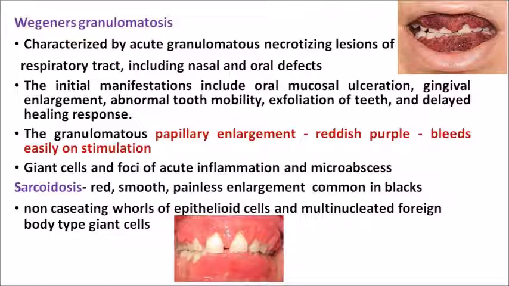Look at the figure. It is typically known as the strawberry type of gingival enlargement. It is resembling a strawberry, right? You can also see giant cells and focus of acute inflammation and micro abscesses.